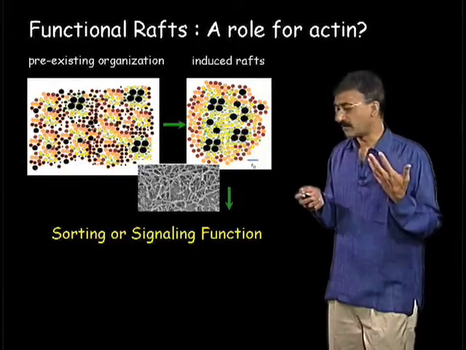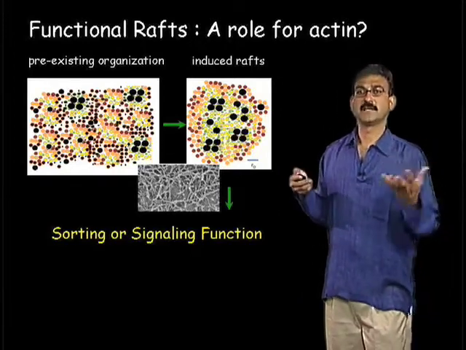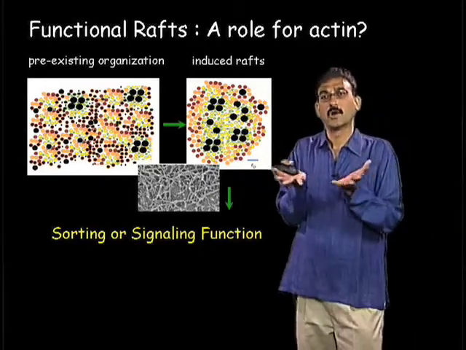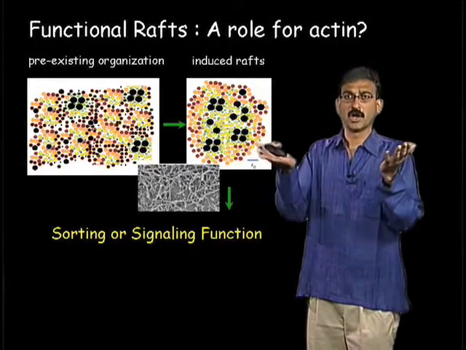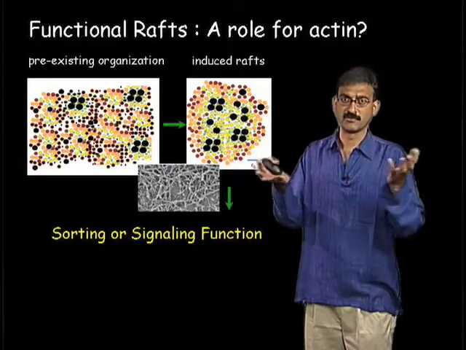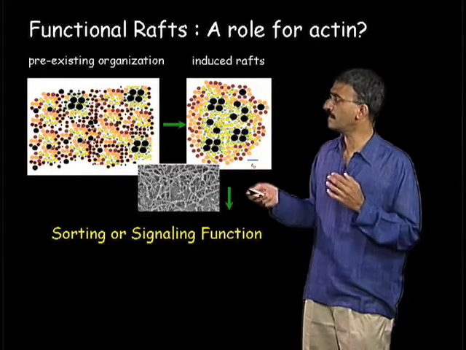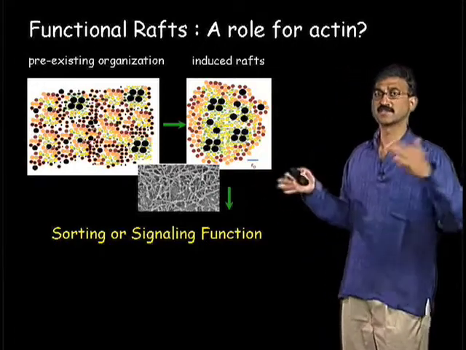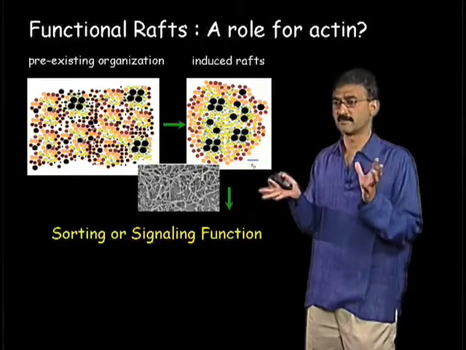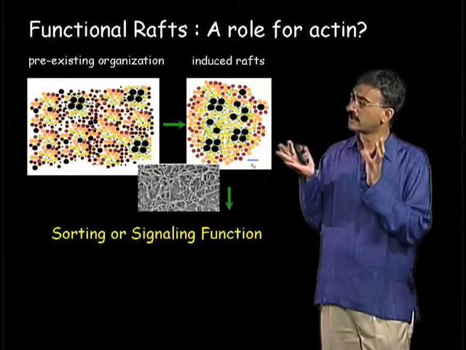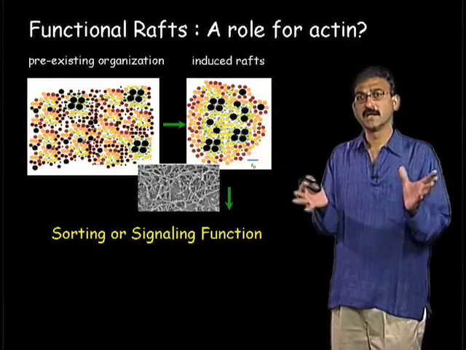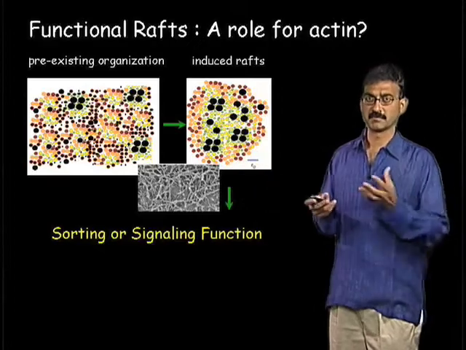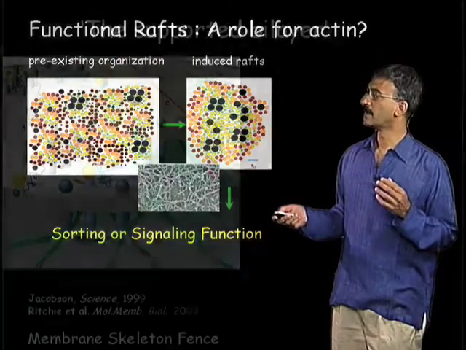And this may be, in some ways, a mechanism that the cell uses to regulate the local composition of these clusters in different regions of the cell membrane. And it is quite likely that the sorting and signaling functions that we have ascribed to different types of membrane domains could be realized through this kind of organization of membrane components in the cell.